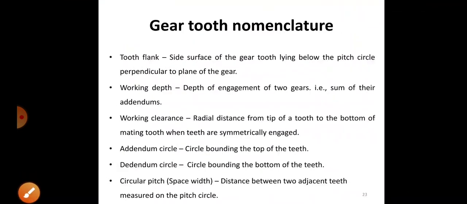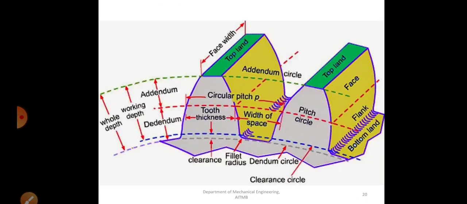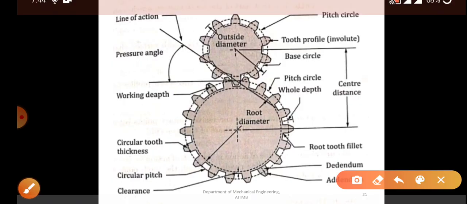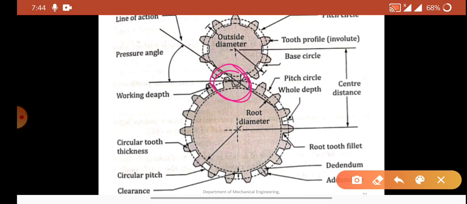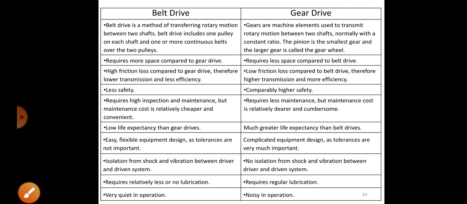Next one is working depth. So what is working depth? He is saying it is the depth of engagement of two gears, that is the sum of their addendums. When the two gears meet each other, here you can see, the sum of addendum we are going to take. The addendum of the smaller gear and the addendum of the larger gear, these two together are referred to as working depth.